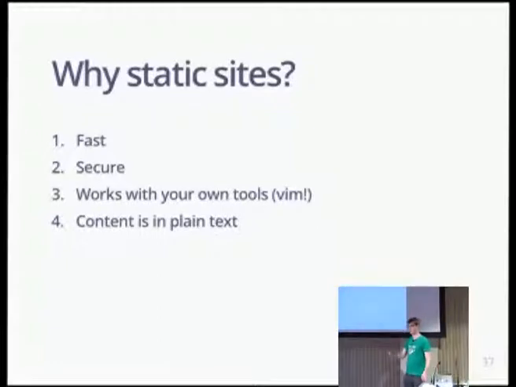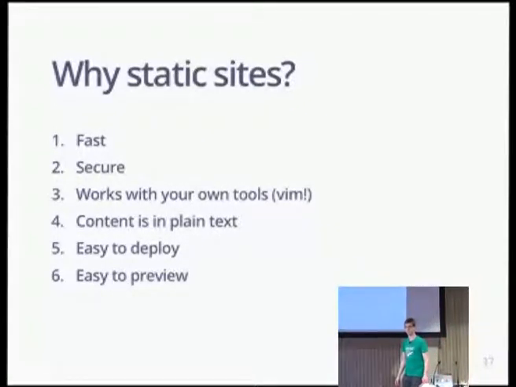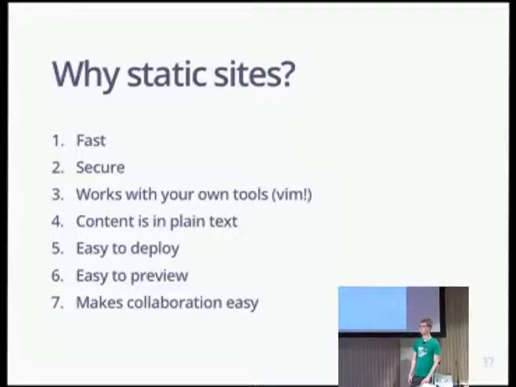Your content is in plain text, so you have your content. It's not in some kind of weird format or in a database that you don't know the schema of. It's really easy to deploy. Just upload it, or rsync, or whatever. Easy to preview, so you compile it to your local computer, and then you have the files. You can see whether they are OK or not. And it makes collaboration easy, which I will demonstrate with a screenshot from the GitHub developer site, which is open source, and people send pull requests and modify that way, so it's become a community open source project, basically.